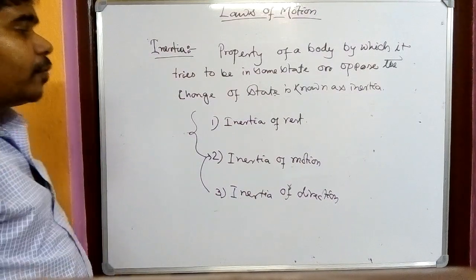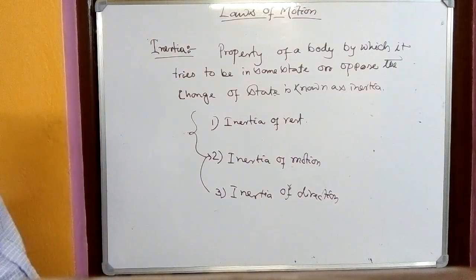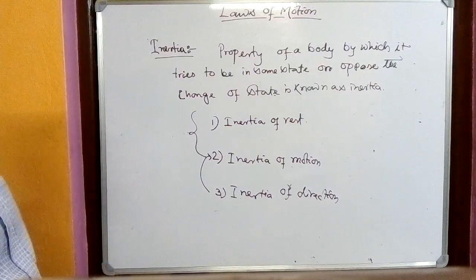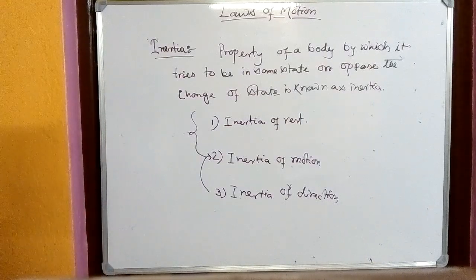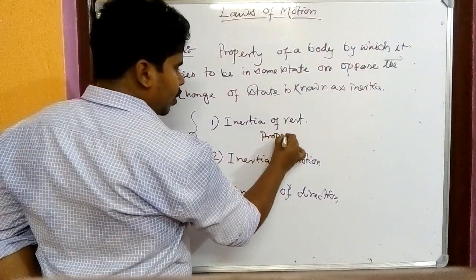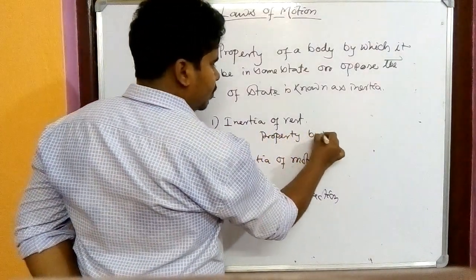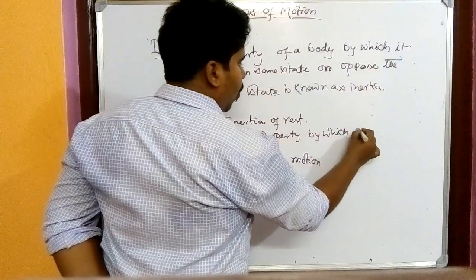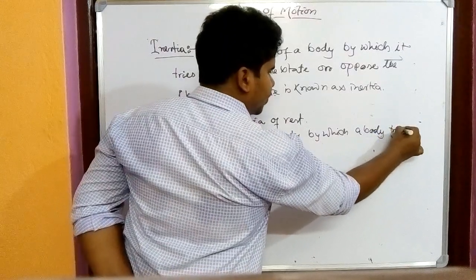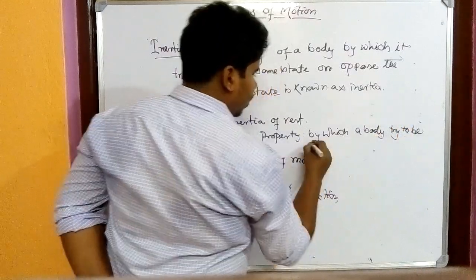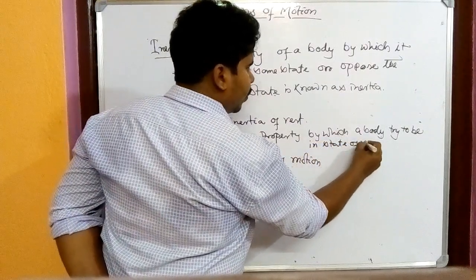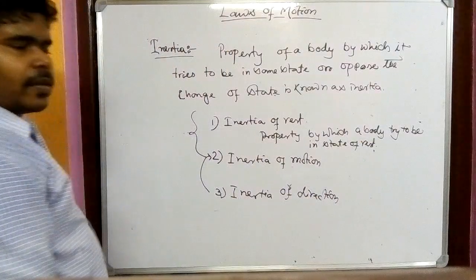What is inertia of rest? The inertia of rest is the property by which a body at rest always tries to remain in the same state of rest. That is the property by which a body tries to be in a state of rest. That is inertia of rest.